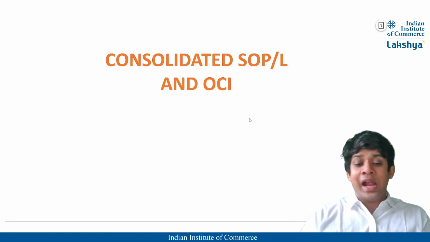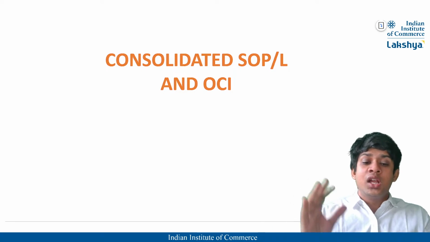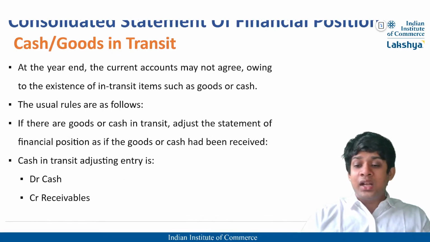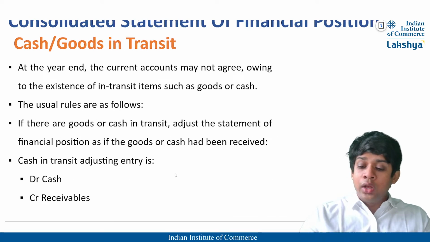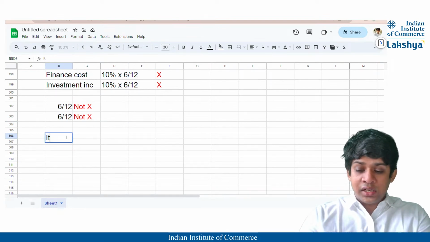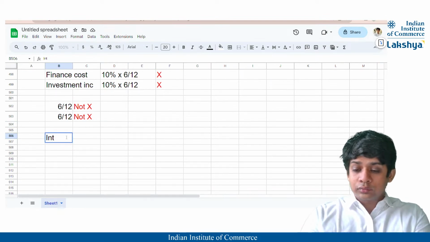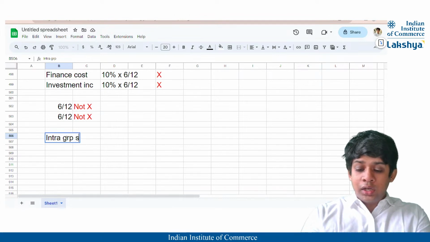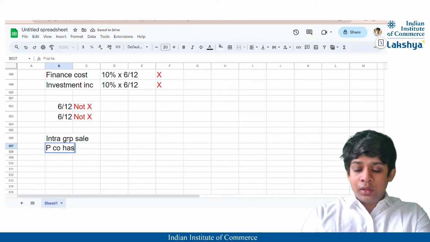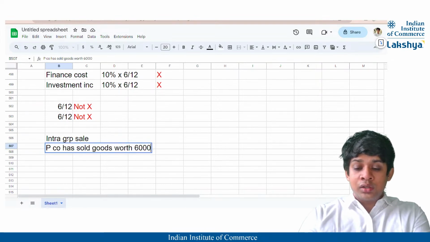Okay, now this brings us to an end of everything that we were supposed to cover in our consolidated statement of financial position, except for one thing that is pending, which is nothing but these two slides, that is cash or goods in transit. Okay, so what usually happens is, say for example, that there is an intra-group transaction, intra-group sale between the parent and the subsidiary company. Maybe say the parent company has sold goods worth 6,000.